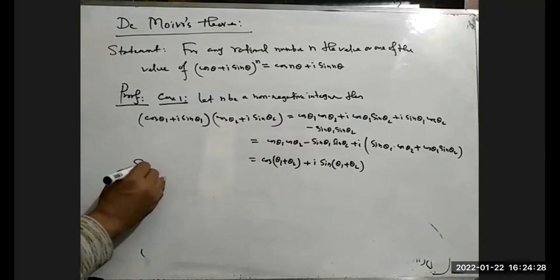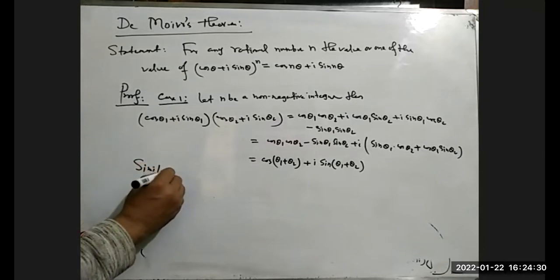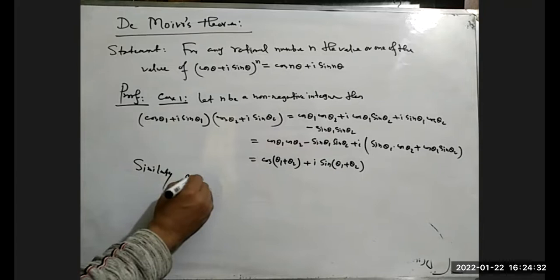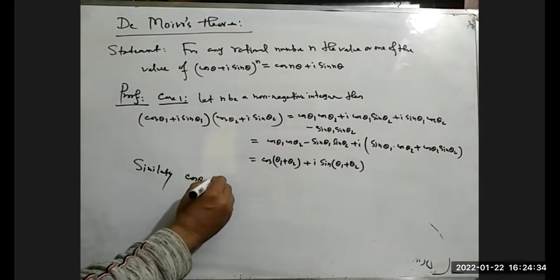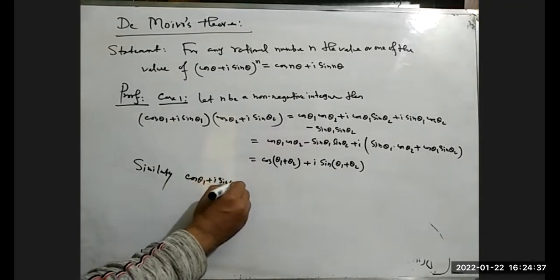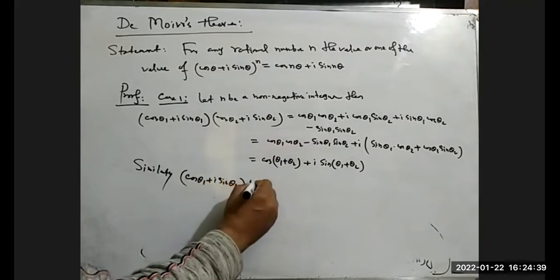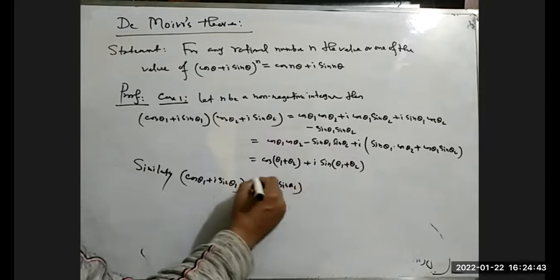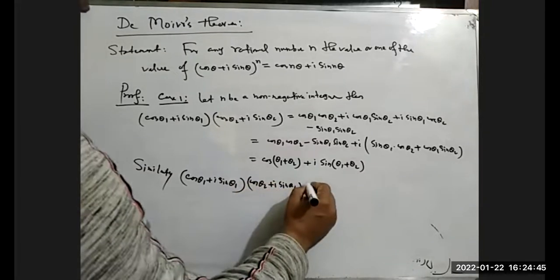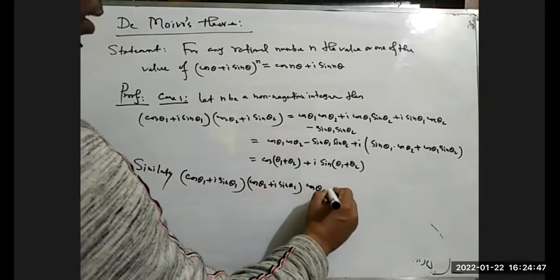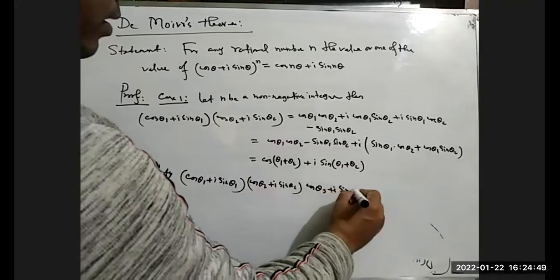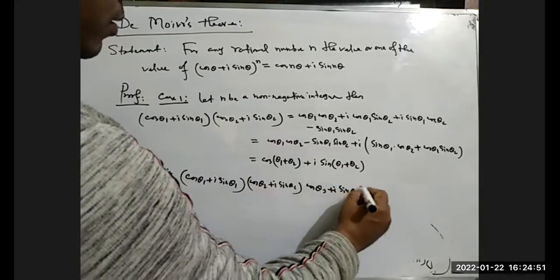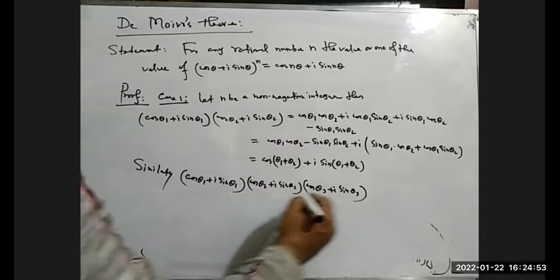Similarly, taking another complex number, cos theta 1 plus I sin theta 1, multiply cos theta 2 plus I sin theta 2, and a third complex number, cos theta 3 plus I sin theta 3. This can be written as what will be?